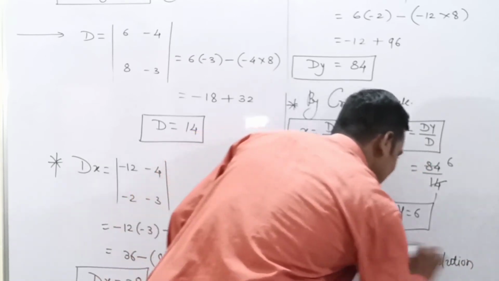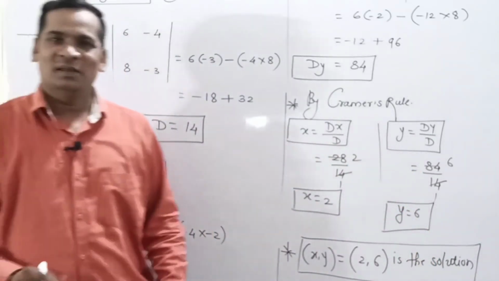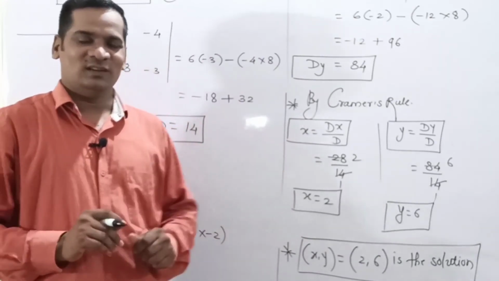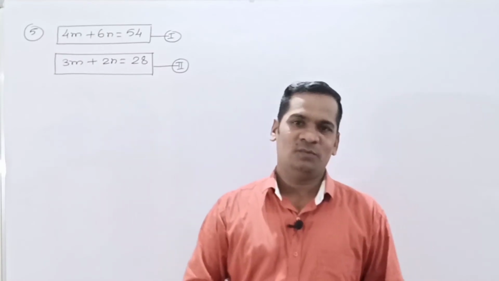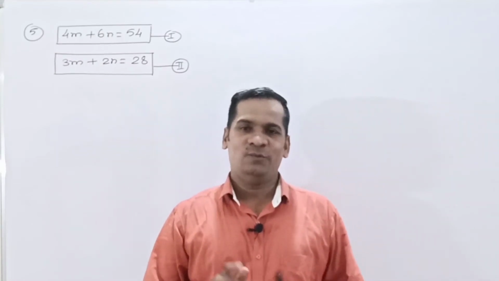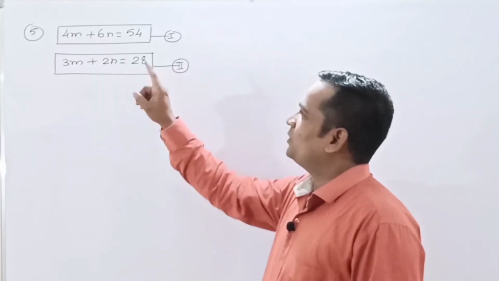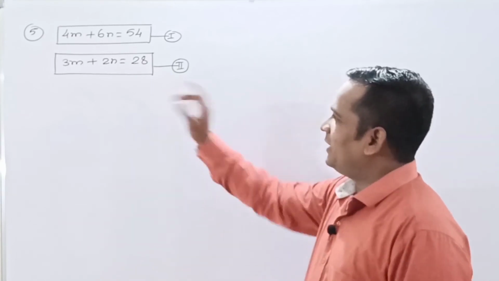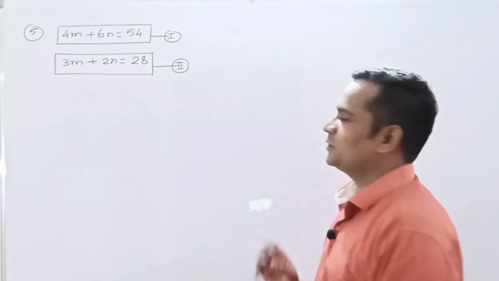In this way, easily we can find out the solution of the given simultaneous equation by using Cramer's rule. How simple is this? So let's move toward the next question. This is the fifth sub question from question number 3, in which again two simultaneous equations are given. 4m plus 6n is equal to 54, and the second simultaneous equation is 3m plus 2n is equal to 28.